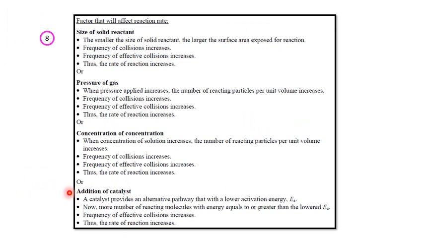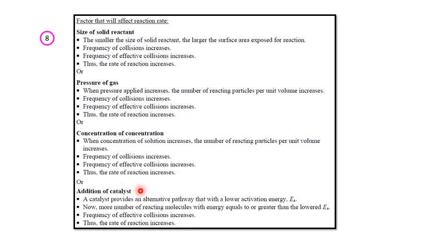Okay, the last part of the question, you have to state 2 factors, okay, not state, explain, discuss, so you have to write more. So first, if we look at the size of solid reactant, you must mention the smaller the size of solid reactant, the larger the surface area exposed for reaction. So next, talking about frequency of collision, next effective collision, the last is the rate of reaction. Same for pressure, only the first part is different. So the first part you mention: when pressure applied increases, the number of reacting particles per volume increases. So what happened to the frequency, what happened to the effective collision, and then the last one, rate of reaction, still the same. Okay, here there's some mistake. Supposed to be concentration of reactant. So when concentration of solution increases, the number of reactant particles per unit volume increases. So again, the rest is the same.